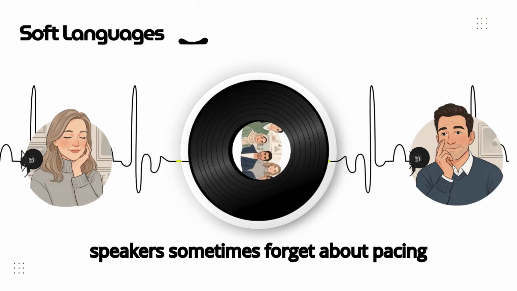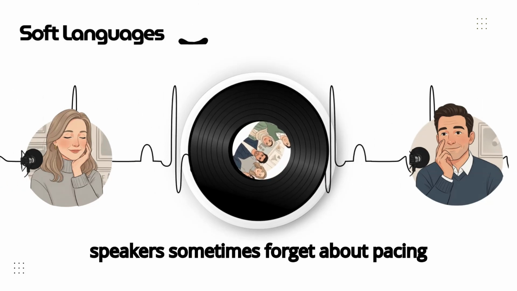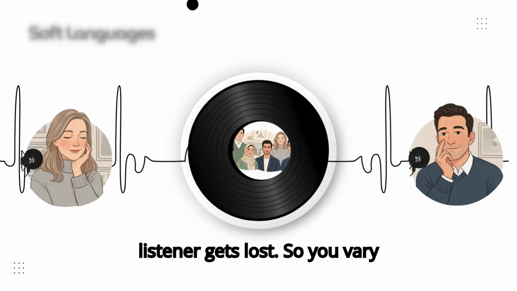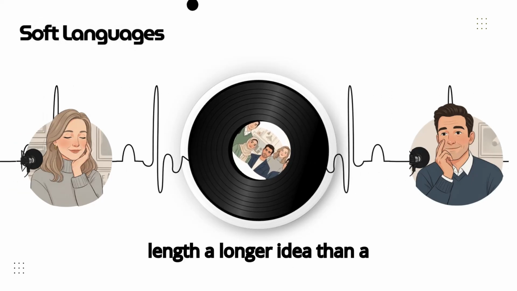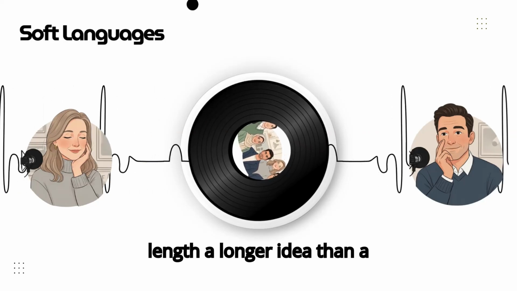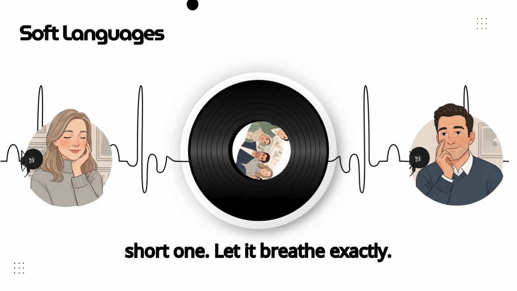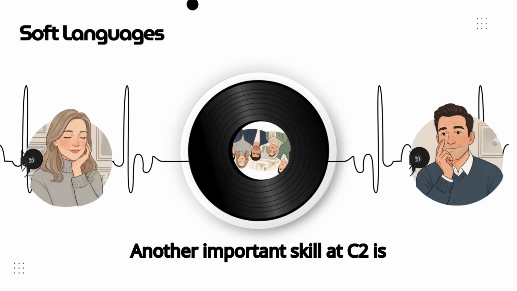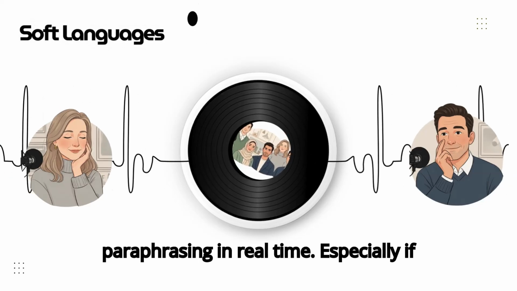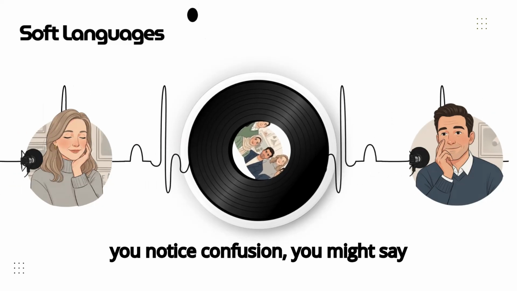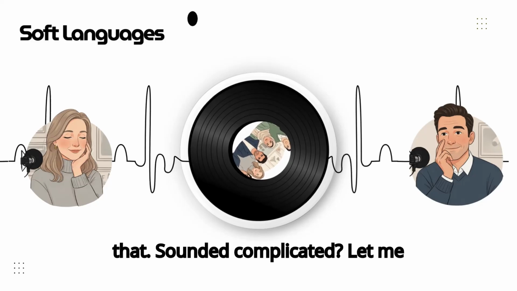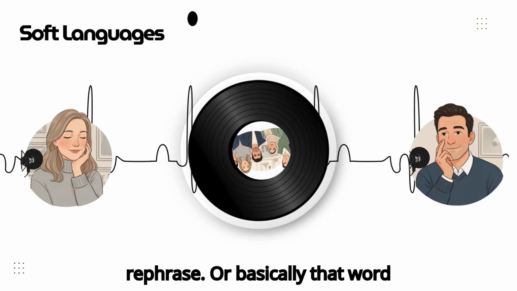There's also rhythm. Yes, advanced speakers sometimes forget about pacing. If every sentence is dense, the listener gets lost. So you vary length, a longer idea then a short one. Let it breathe. Exactly. Another important skill at C2 is paraphrasing in real time. Especially if you notice confusion. You might say, "That sounded complicated. Let me rephrase." Or, "Basically."